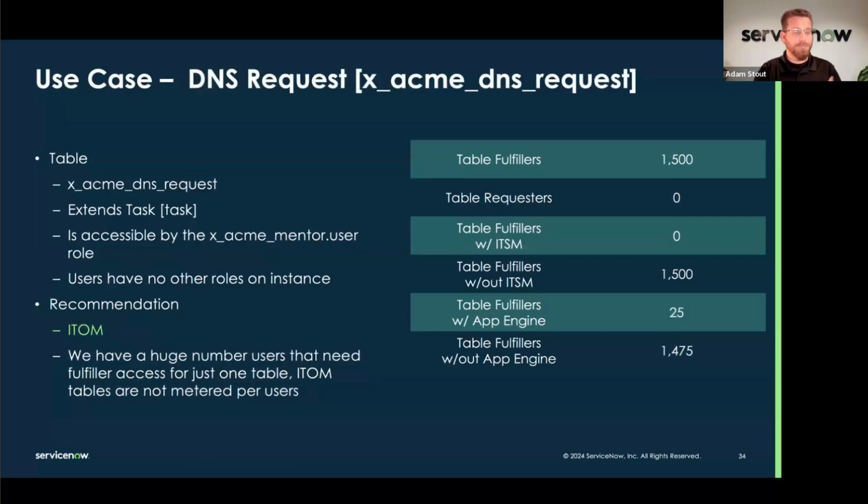And then speaking of ITOM, here we go. So I have Acme DNS request. I have some task with DNS request. There's going to be 1,500 requesters, which is a really big number of requesters or fulfillers. None of them have ITSM, and they do have App Engine. That's good, but way more of them don't have App Engine. So if I map this to ITSM, I'm going to need 1,500 subscriptions. If I map this to App Engine, I'm going to need to buy 1,475 subscriptions.